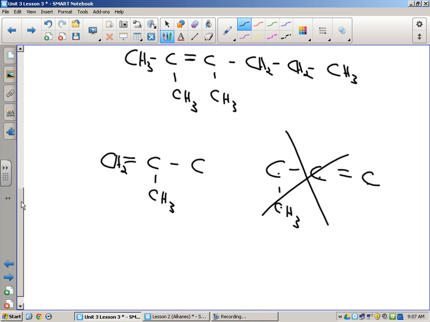2 there. Let's see, that's 4. And then I need another 3 there. All right? So that'd be methylpropene. Good?